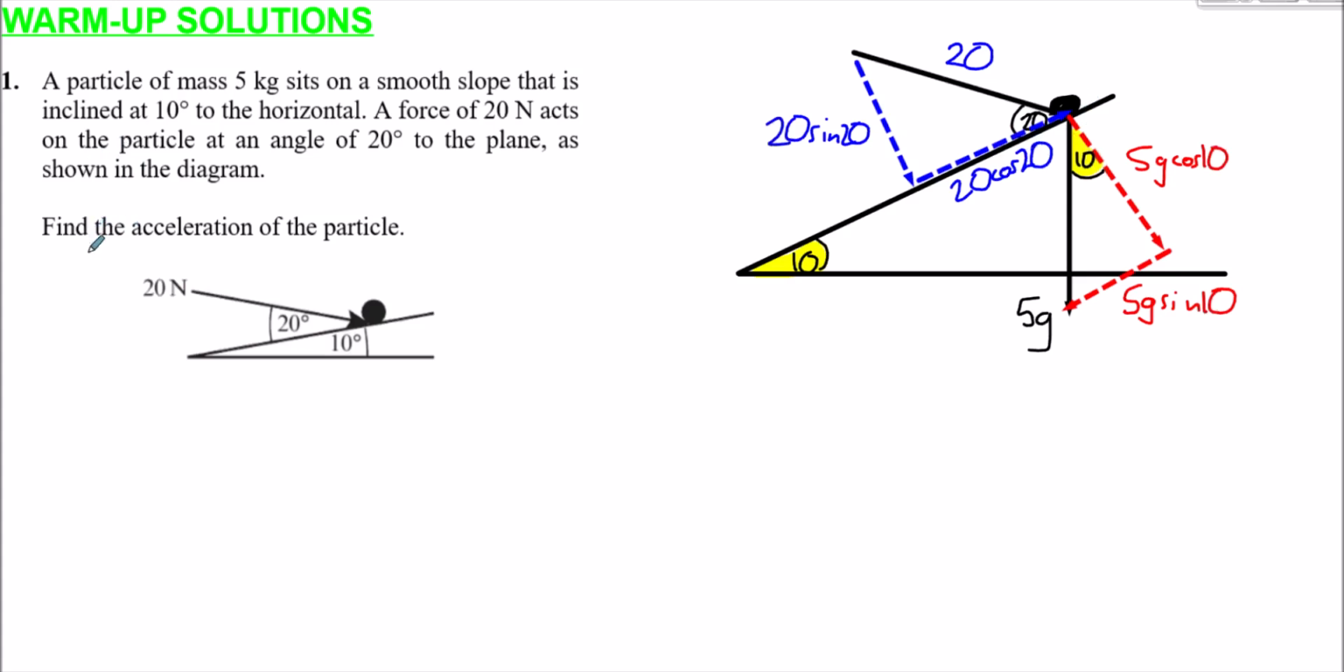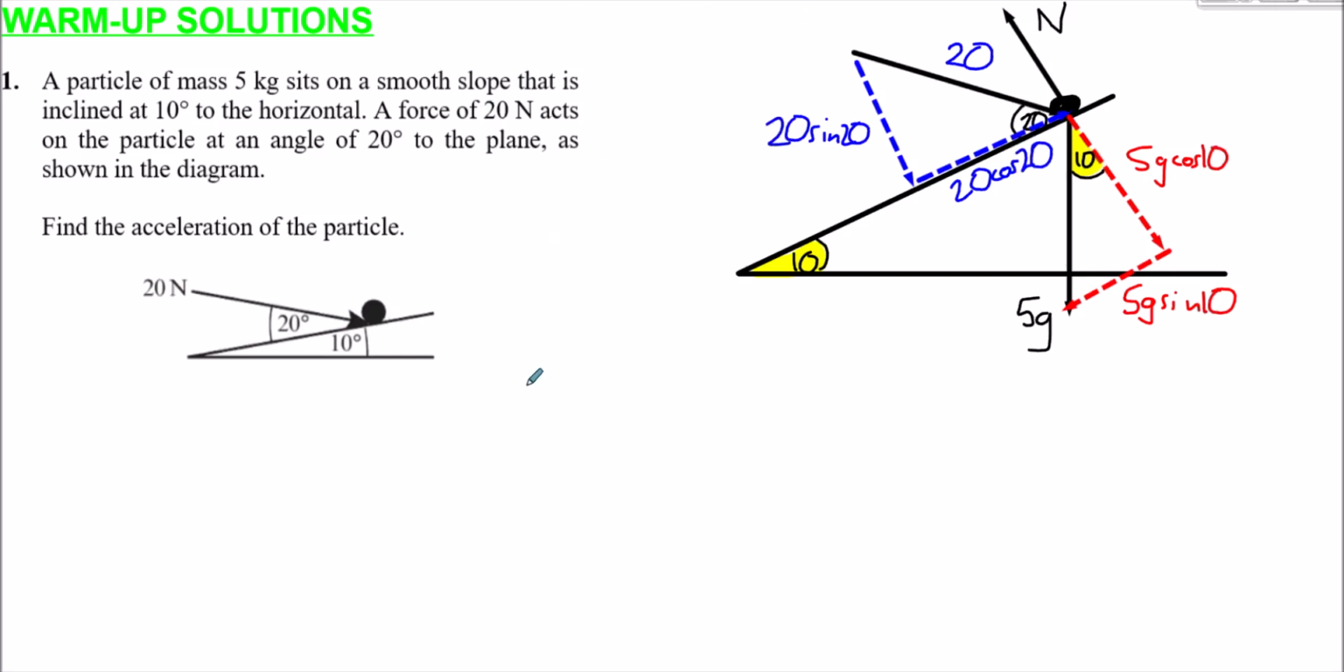And as well as that, there's also going to be a normal reaction, which we need to add in, just so it's fully labelled for the diagram. So N is going to go straight up and away from the plane, like so, and that's N. So find the acceleration of the particle. The best way to think of this is which direction is the acceleration of the particle going to be going? Well, it's going to be going up the slope.